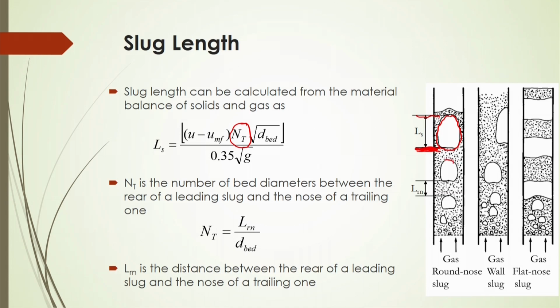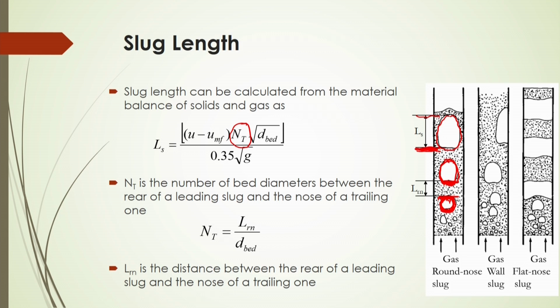Let us see, these two slugs are there. This is your trailing portion, and this is the nose portion of the trailing slug. So, this is the nose of the trailing slug, this portion, and this is the rear of the leading slug. So, this one is the leading slug, and this one is what is called the trailing slug. Now, this is the rear, and this is called the nose. So, between these two points, what is the distance?